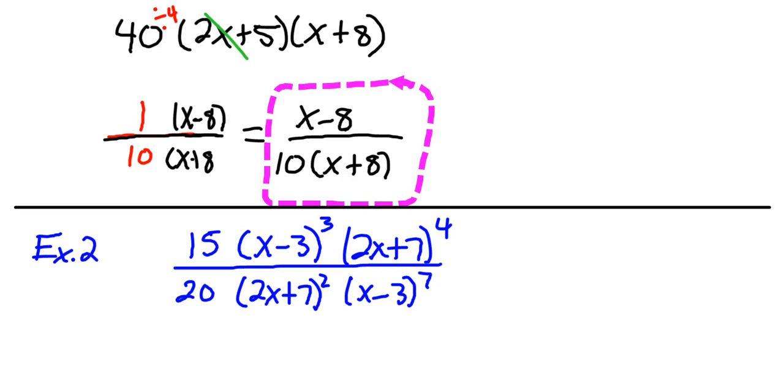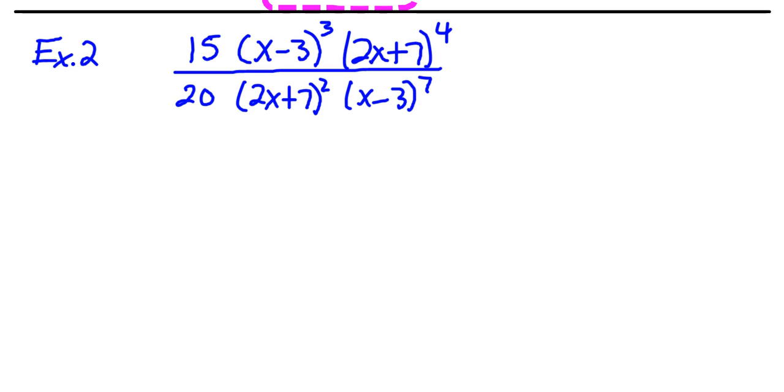Okay, same thing. Now this one is a little bit out of order because you've got the x minus 3 here and x minus 3 here. So you can rearrange it if you want to, but in this case, since it's all pretty much there, you can just take it a piece at a time. 15 and 20, divide them both by 5. So that'll make that 3 over 4.